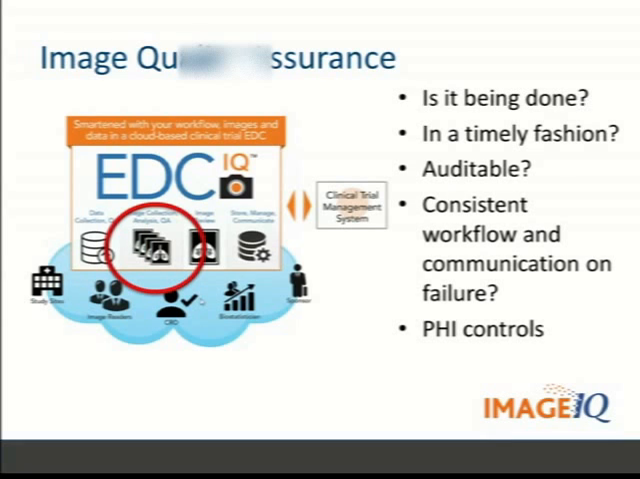Right. There are some key questions you need to ask yourself around QA, whether you're sponsoring or contracting out your imaging, or you're a core lab and you're doing it yourself. Is QA being done? Is it being done in a timely fashion so that you can make corrections? Is it auditable? And do you have consistent workflow and communication on failure? Something will go wrong. It happens. It's life. And how do you communicate that back? There are PHI controls, but we don't have to get into that. That whole workflow is an important part of what happens. Absolutely. It has to happen quickly and consistently.